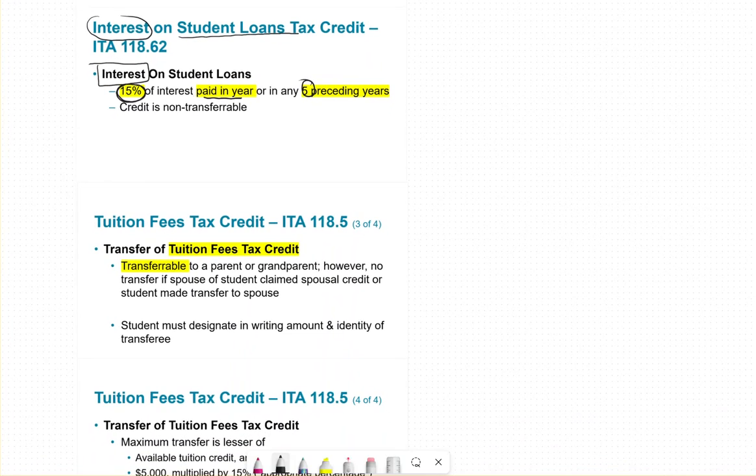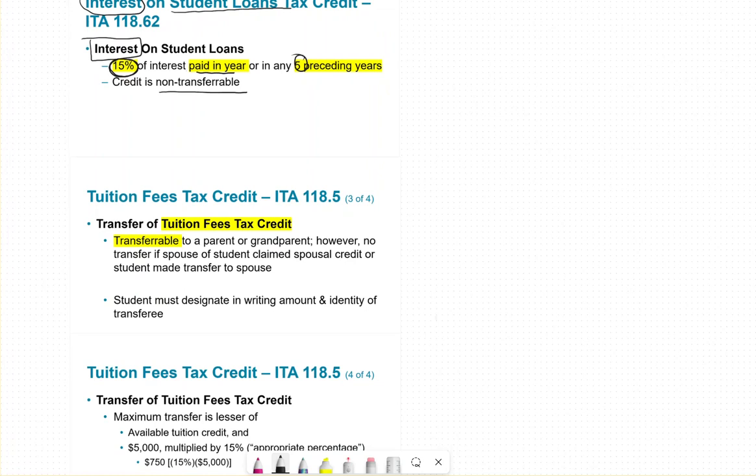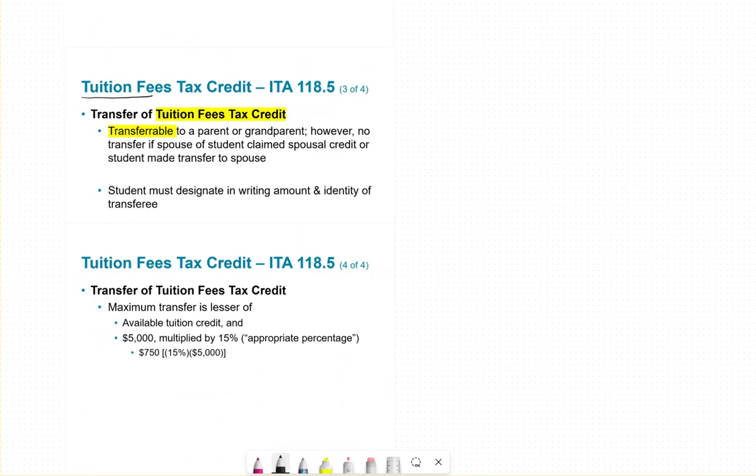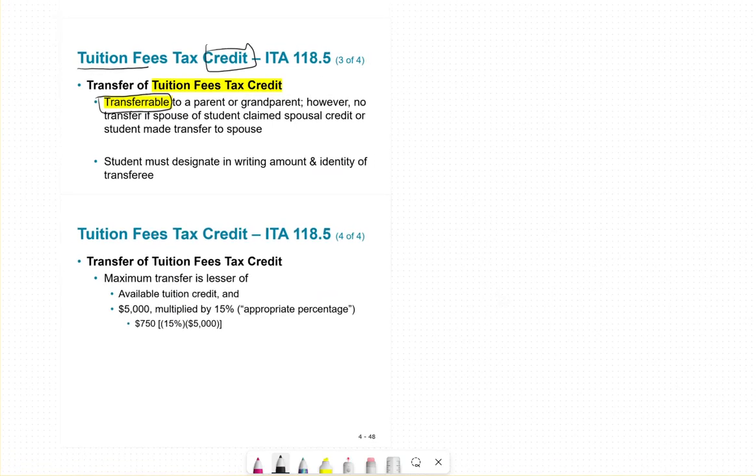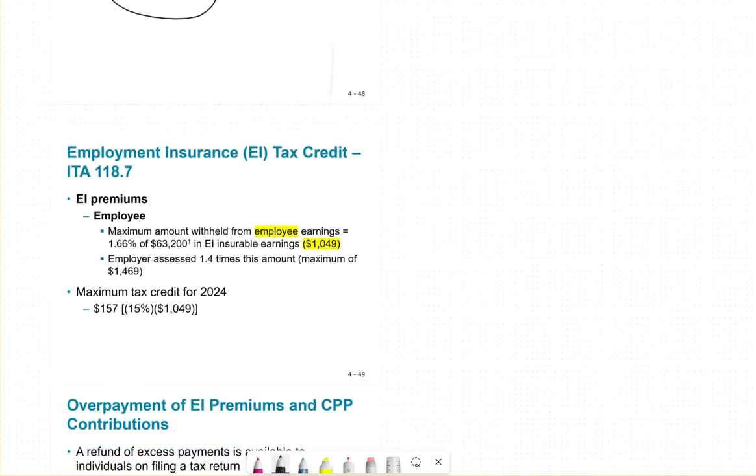And these are non-transferable, you cannot transfer this credit to anybody else. However, your tuition fees credit is transferable, and the maximum that you're allowed to transfer, if you are a student, you can transfer to your mother or your father. You can transfer it. So this is what it is. The maximum that you're allowed to transfer in 1 year is $5,000, and the credit we're going to get is 15% of that.